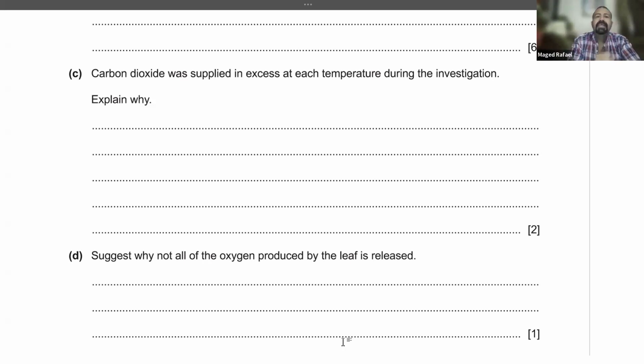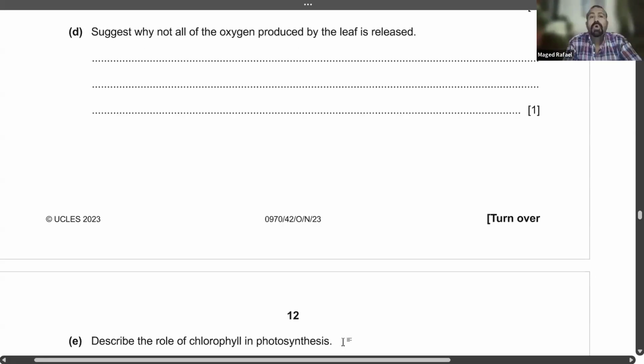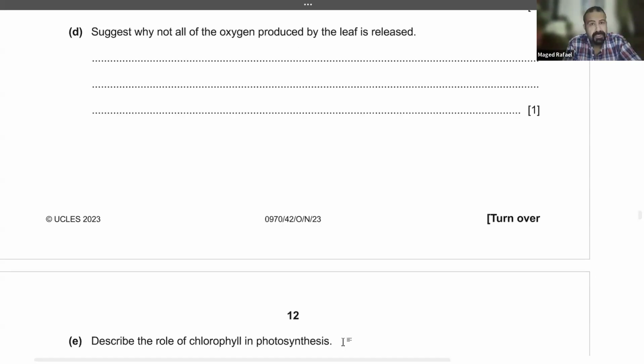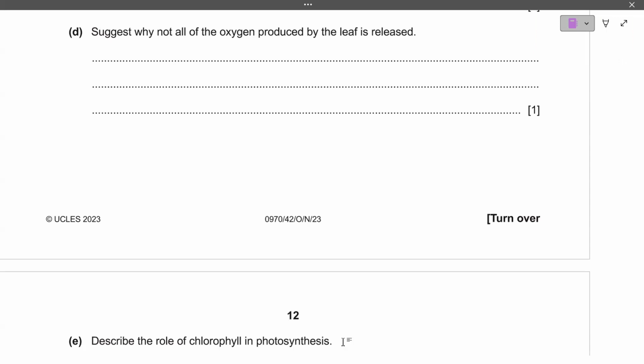Next question. Suggest why not all of the oxygen produced by the leaf is released. كأني بالظبط بقول لك إيه يا عمر؟ كأني بقول لك إيه يا خلف؟ إنه what are the uses of oxygen in the leaf? So you could mention, is it 1 mark or more? It's 2 مستر marks. ممكن أقول عن ال aerobic respiration.